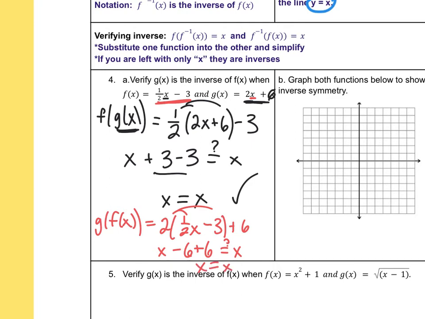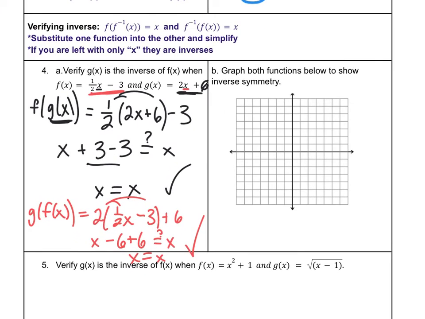Sure does. The 6's cancel out, so that verifies as well. So we did just verify this. Now it wants us to graph both the lines to show if they have symmetry or not. So my first graph is right here, half of x minus 3, that's f of x. So I'm going to plot my negative 3, rise 1, run 2, because that is my slope.